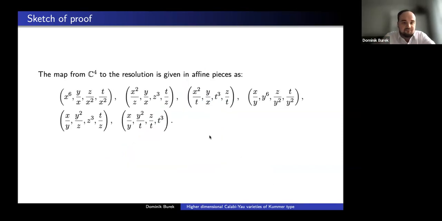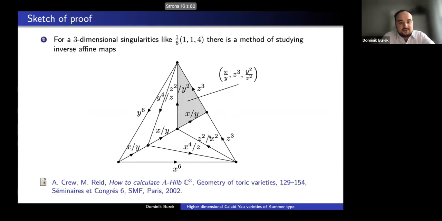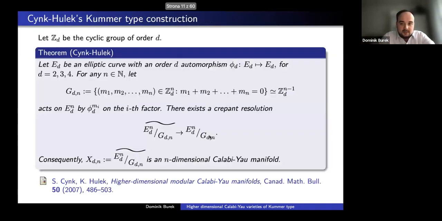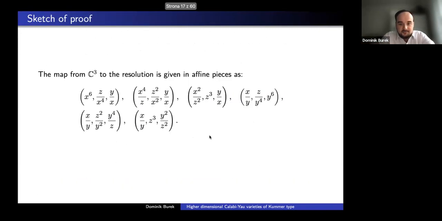And thanks to this toric method, we can have explicitly written maps from C^4 to the resolution. And this is just the crucial part of the proof. And I think it looks way better than the rest of the technicalities about induction. Okay, so the Sing-Hulek construction works in the case of d equals six.